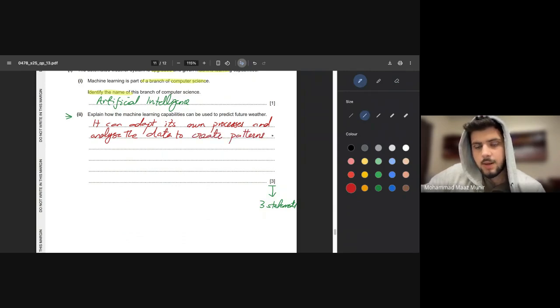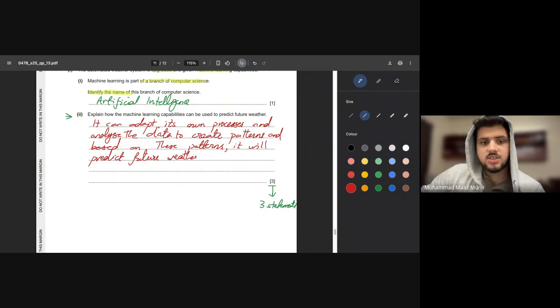And based on these patterns, it will predict future weather. So you see we have mentioned 3 points up here. Firstly adapting, secondly analyzing, and thirdly predicting the future weather.